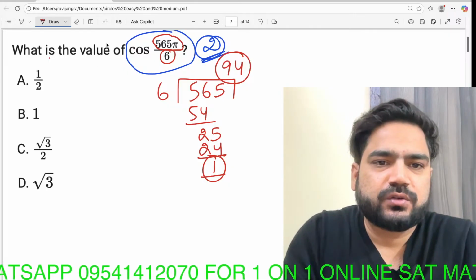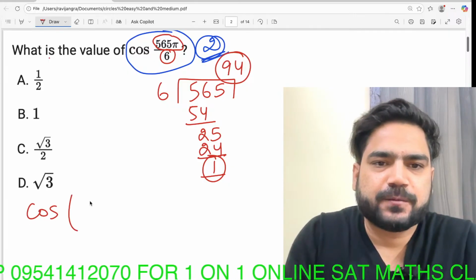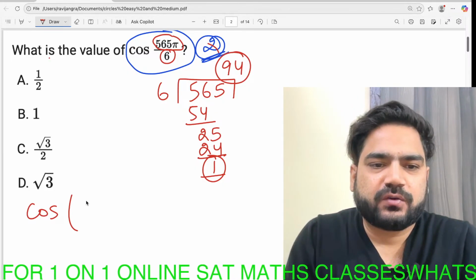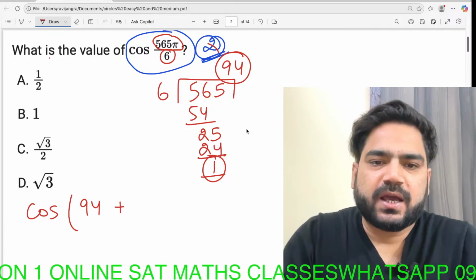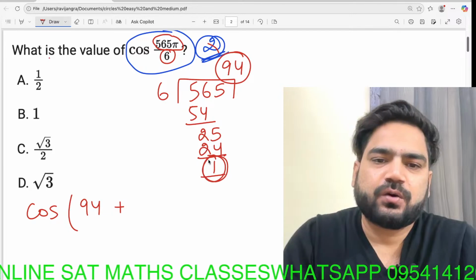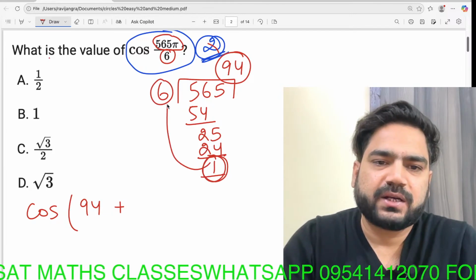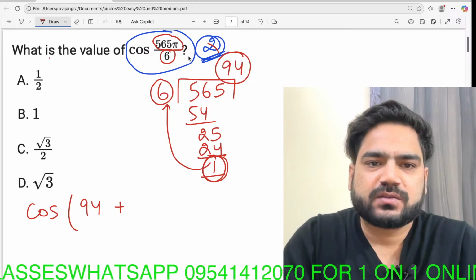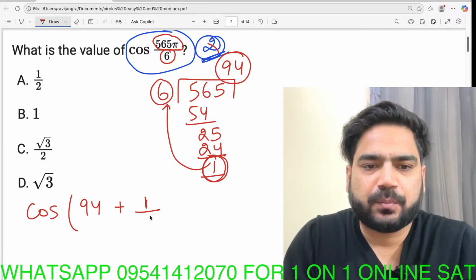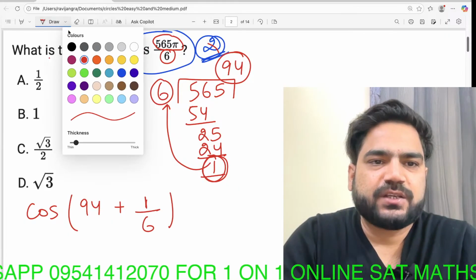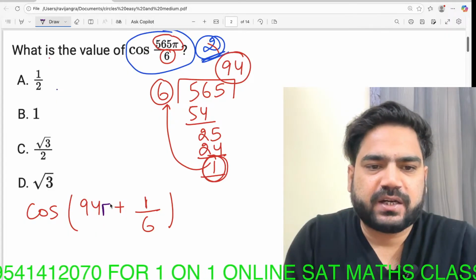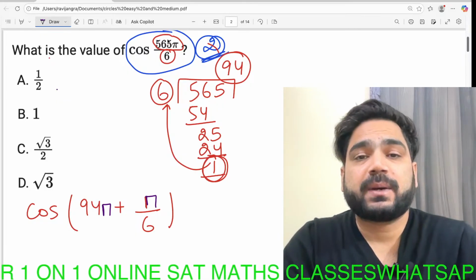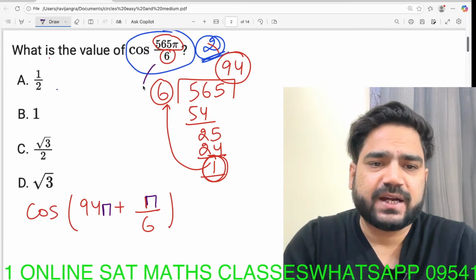So what you do now, you can write this 565 pi by 6 as, it is dividing 94, so you will write 94 and then plus, and what is the remainder now? Remainder is 1. Now this 6 will automatically come upon this remainder 1. So we can write this whole thing as 94 plus 1 upon 6. All right, and pi you have to apply in both these terms. It will be 94 pi, and 1 pi means pi by 6. Okay, so 565 pi by 6, we have converted into this form.